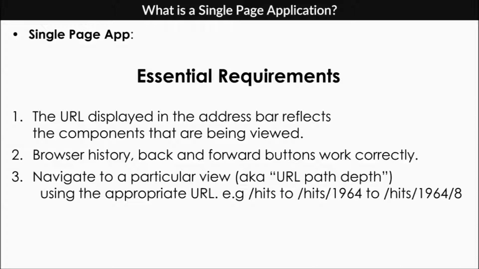And essential requirement number 3, navigate to a particular view using the appropriate URL. For example, /hits causes a number of components to be rendered, /hits/ so that's another level down. And then the next level down, /hits/1964/8, that's 3 levels of URL depth. I want to make sure they're all handled and display correctly.